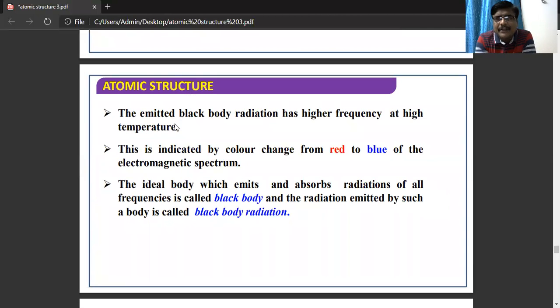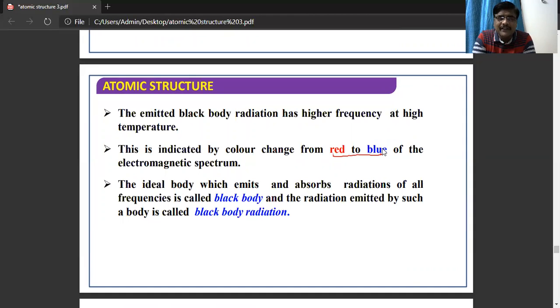So see here, the emitted black body radiation has very high frequency at high temperature. How can we determine that there is a difference in frequency? That is indicated by the color change from red to blue in the electromagnetic spectrum. First we have seen it changing from dull red to red, and again from red to blue. So that indicates there is a change in frequency. At higher temperature it has higher frequency.